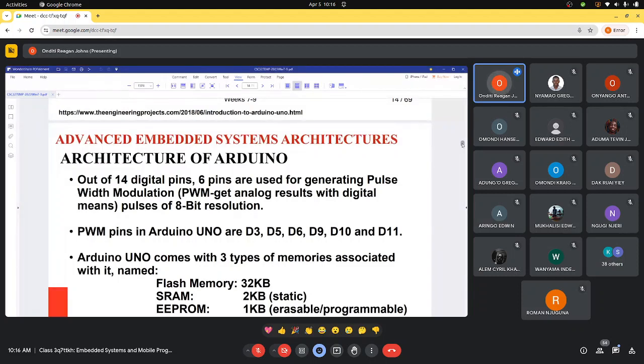So Arduino Uno comes with 3 types of memory associated with it. We have the flash memory, the static RAM, very important. Static RAM. What is the function of a static RAM? Anybody who can answer that quickly?